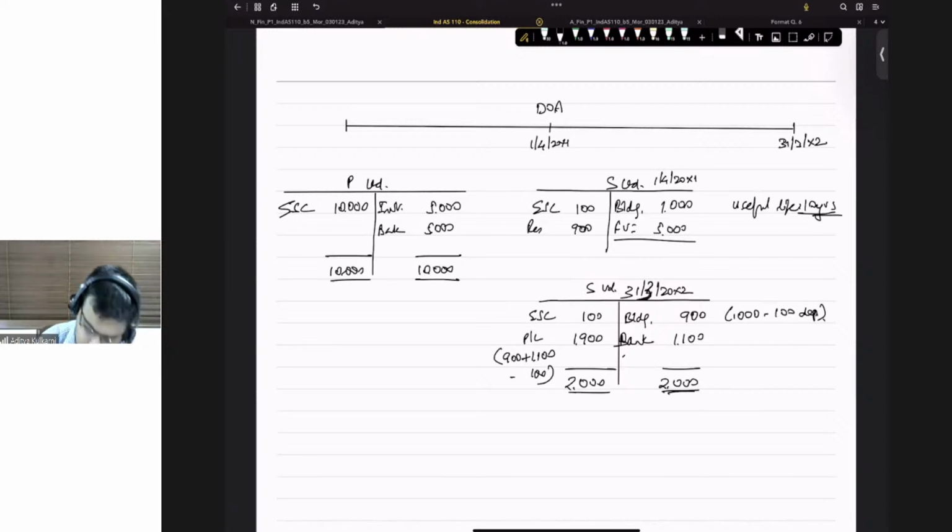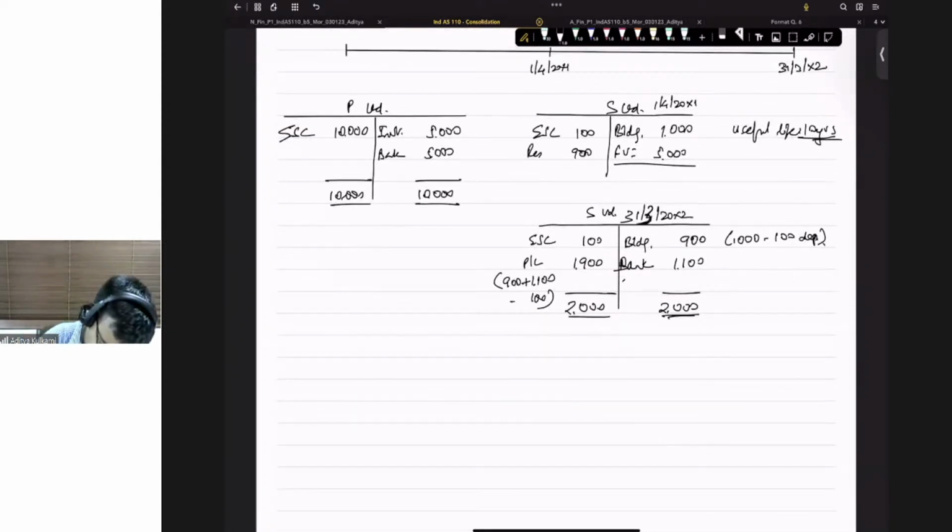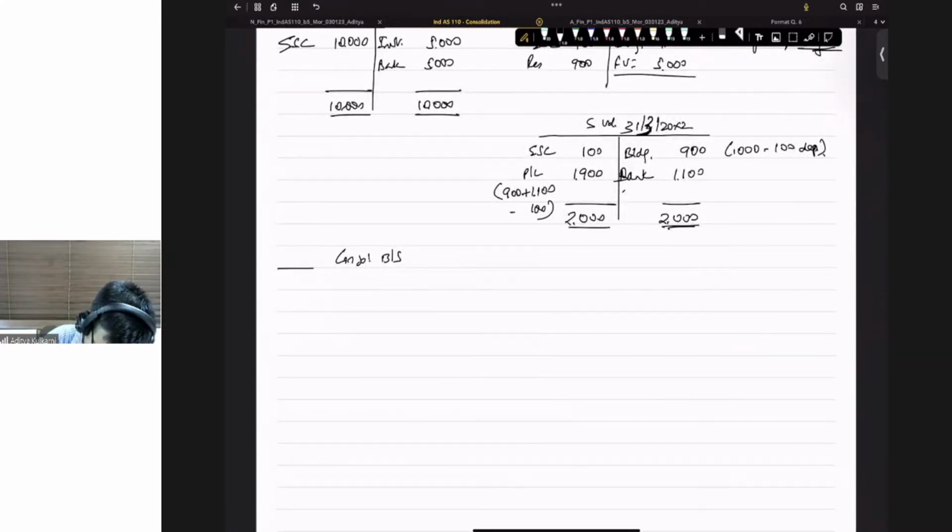Okay. So with this, let us now do the consolidation quickly. First thing is prepare the balance sheet. I'll prepare the balance sheet. Here is the consolidated balance sheet. And now when I have the consolidated balance sheet, let us then proceed further.